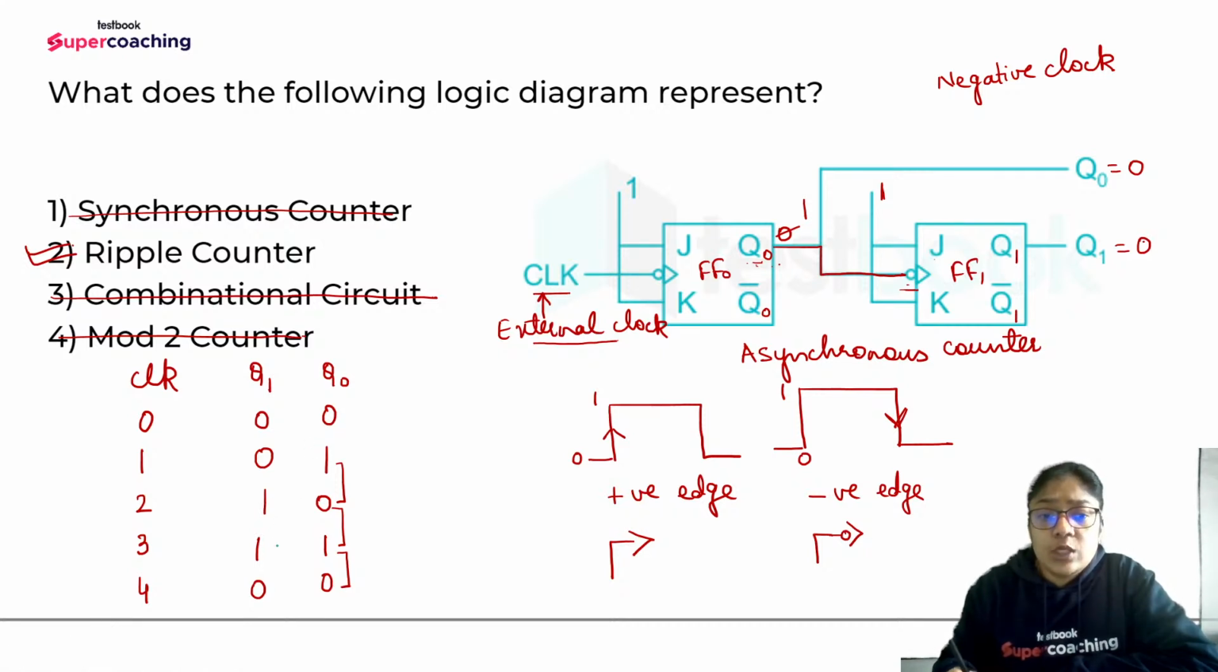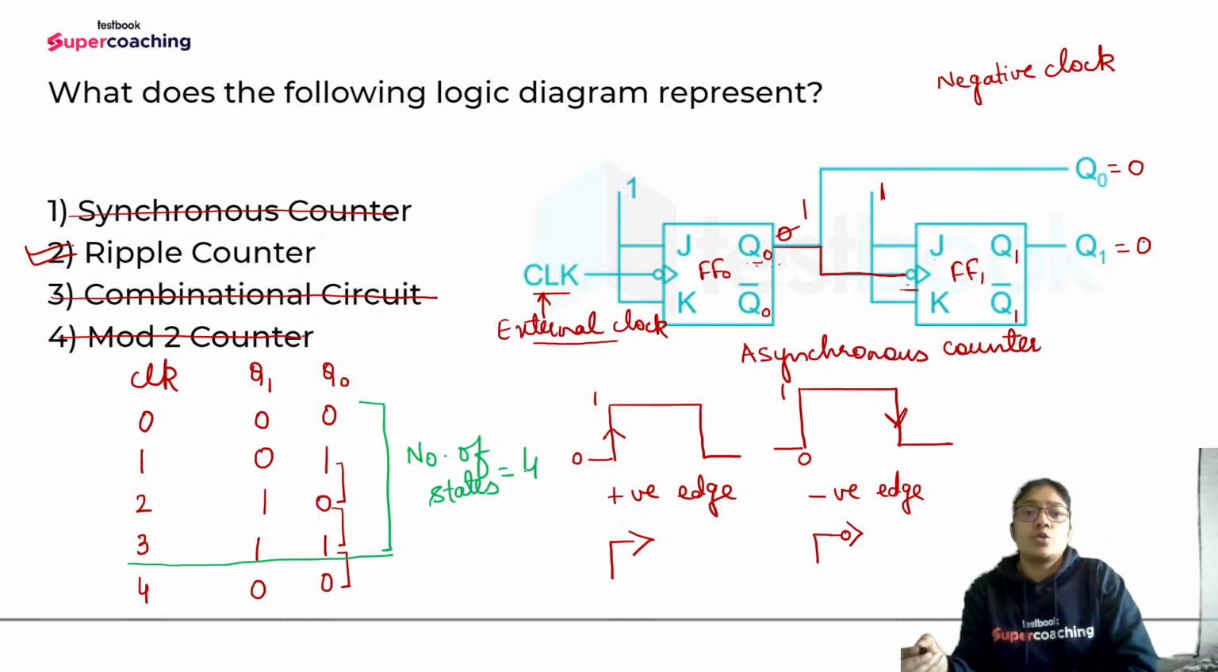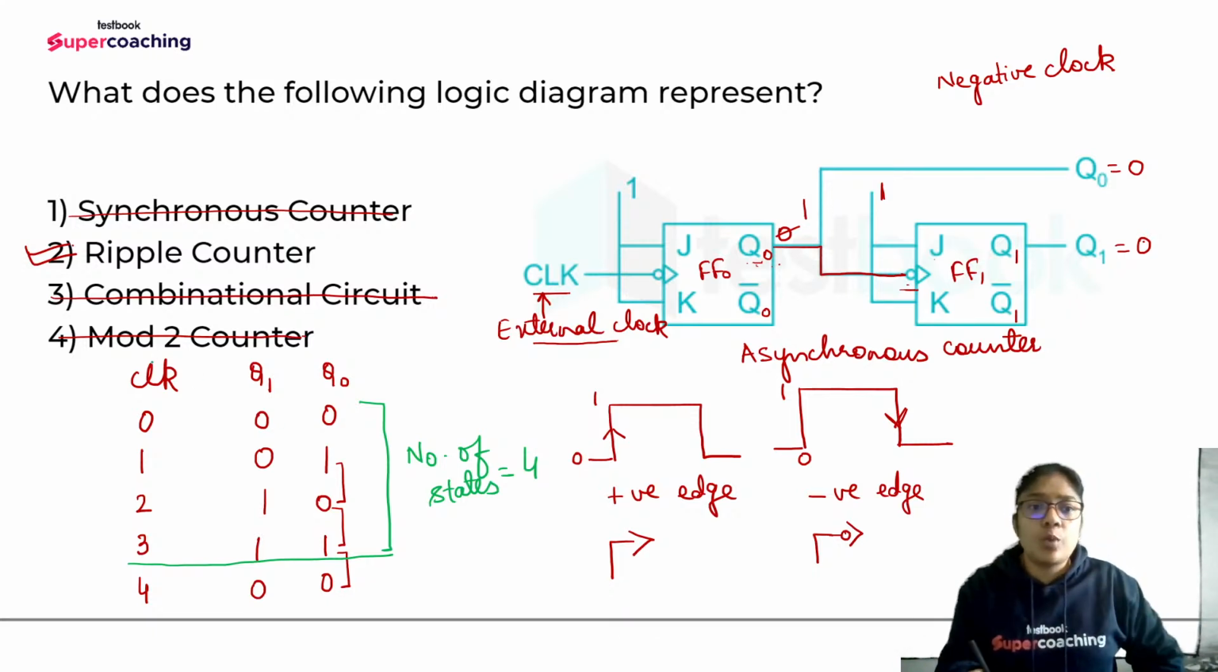We started from 0, 0. Again, the same state is coming up. That means how many states are coming here? 4 states. Number of states used are 4. So can I say that it's a mod 2 counter? Mod 2 counter means there will be only two states. Mod 4 counter means there are 4 states. Mod 8 counter means there are 8 states. So definitely mod 2 counter cannot be the answer for this question. So undoubtedly the answer is ripple counter.